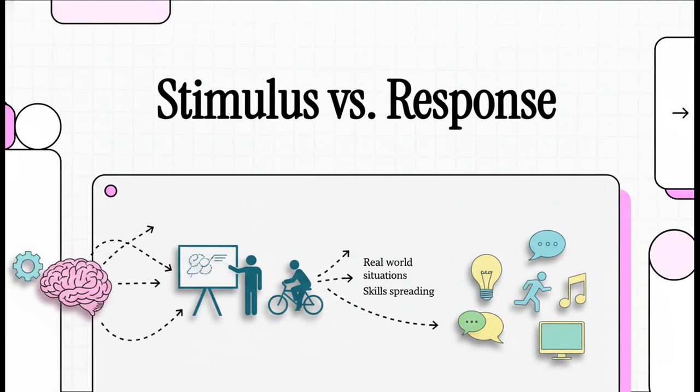Welcome! Today we're diving into generalization. It's a fundamental concept that explains how a skill we learn in one specific situation can become useful across many different parts of our lives. Honestly, without it, learning would be incredibly slow and inefficient. So let's get into how it all works.